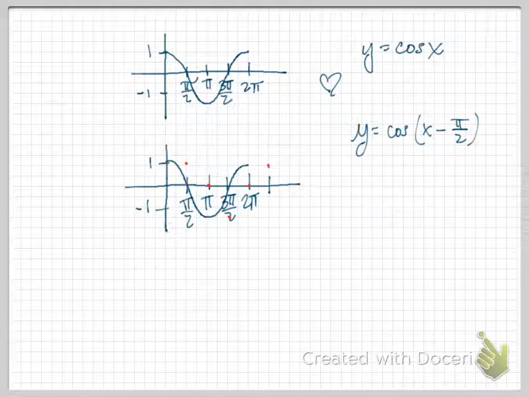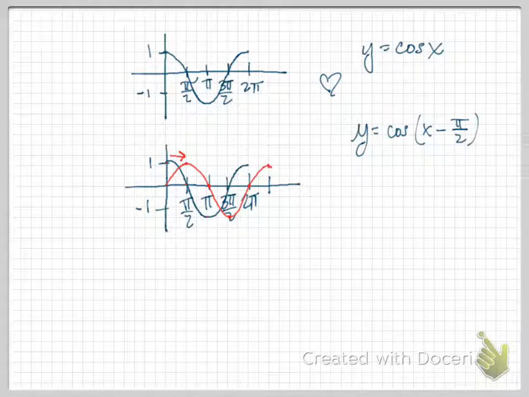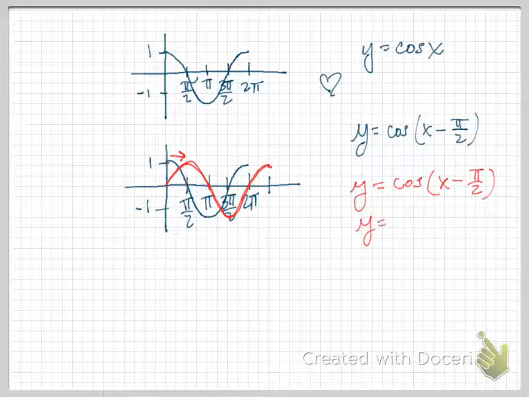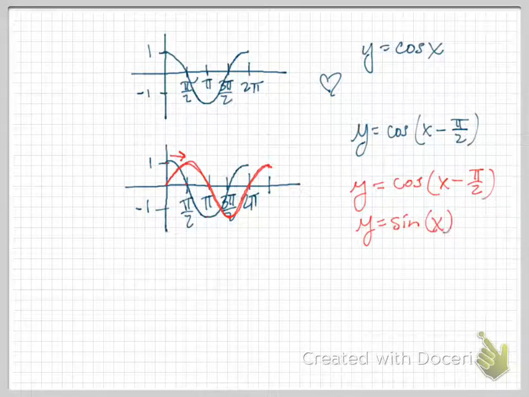So now, what does the graph look like? It looks like this. So all I've done is take the original and move it pi over 2 units to the right. Now what is that graph? In red, what graph is this? Yes, it is y equals cosine of x minus pi over 2, but it also is y equals sine x. So both sine and cosine are known as what's called sinusoidal waves. Okay, so we got that one done.